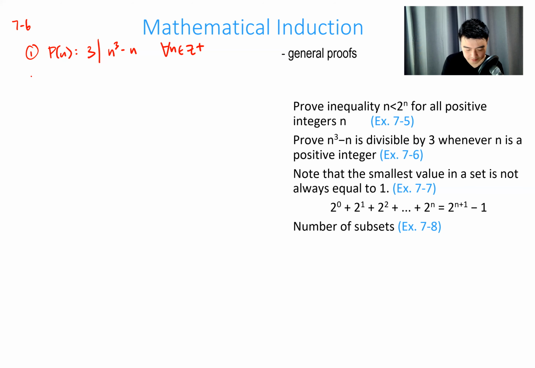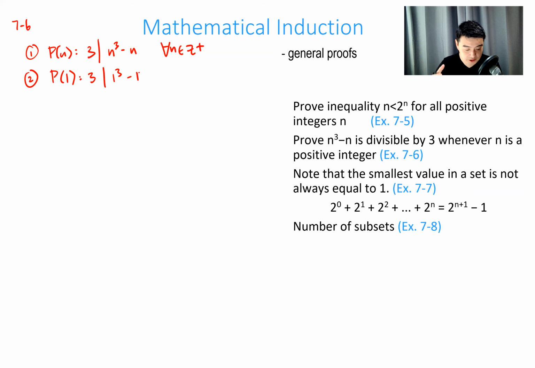All right, second step is our basis. So what is our basis? We want to show that P of the smallest object is true. So in this case, once again, we have the smallest object as 1. So is it true that 3 divides 1 cubed minus 1? So is it true that 3 divides 0? And the answer is yes.